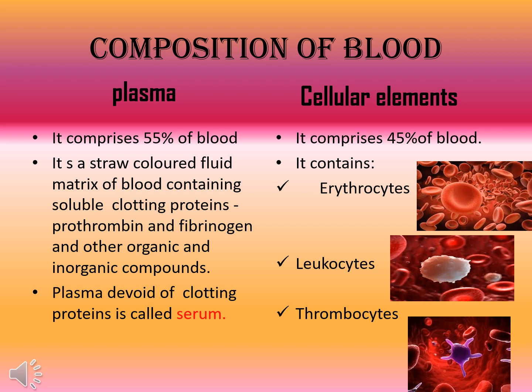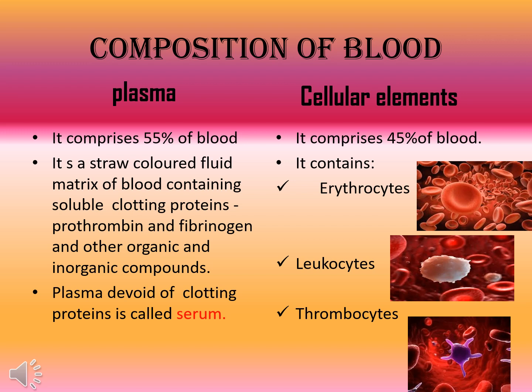Let's see the composition of blood. Blood is made up of plasma and cellular elements. Plasma comprises 55% of blood. It's a straw colored fluid matrix of blood containing soluble clotting proteins, prothrombin and fibrinogen.